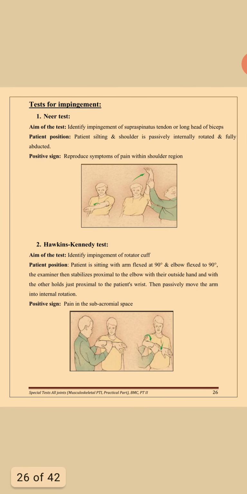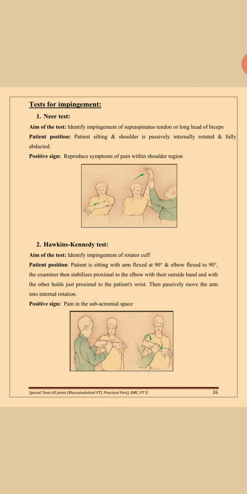Tests for impingement. Neer test. Aim of the test: identify impingement of supraspinatus tendon or long head of biceps. Patient position: patient sitting and shoulder is passively internally rotated and fully abducted. Positive sign: reproduces symptoms of pain within shoulder region.